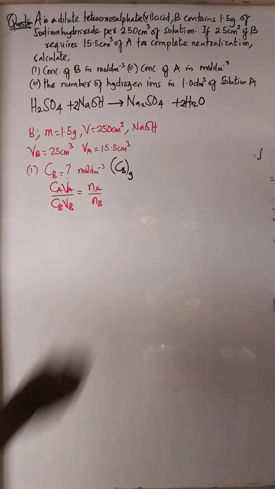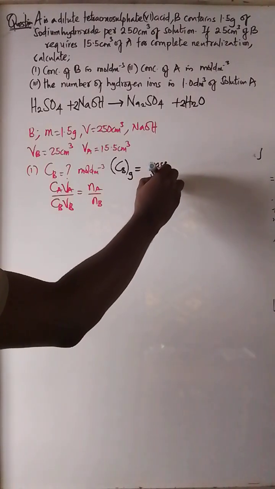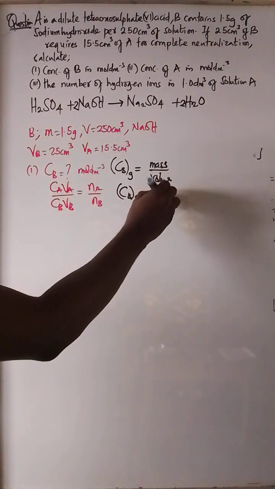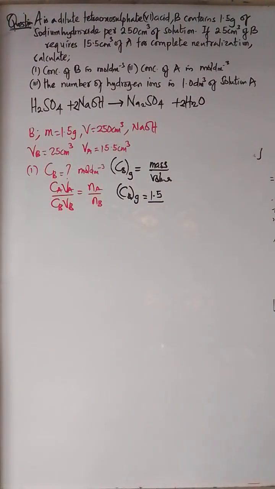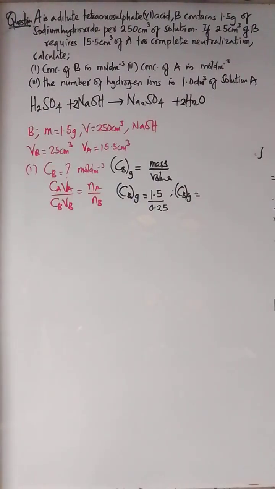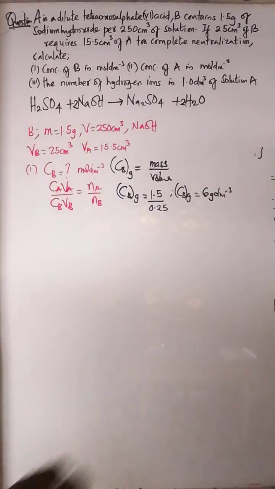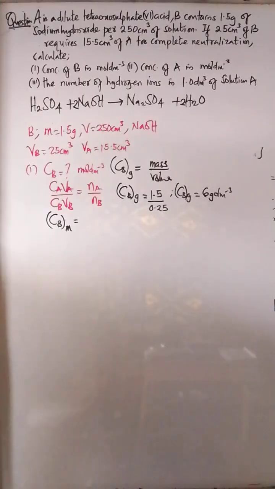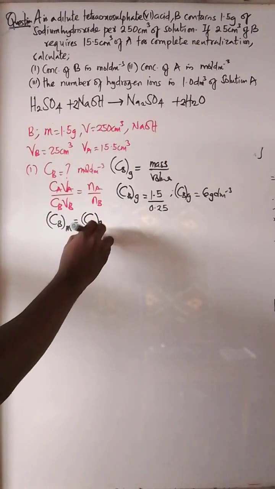That is mass concentration, which goes to mass over volume. So the concentration in gram per dm cube equals, so what's the mass here? 1.5. The volume must be in dm cube, so that will be 250 over 1000, 0.25. And that will give us 6 gram per dm cube. But that's not what we actually want. We want the concentration of B in mole per dm cube. That's molar concentration, which goes to the concentration in gram per dm cube over molar mass.